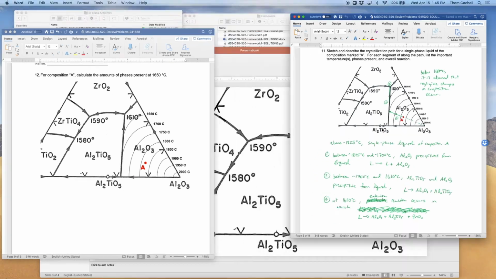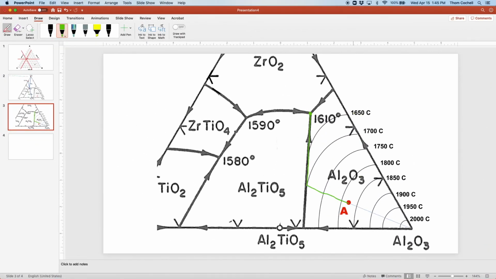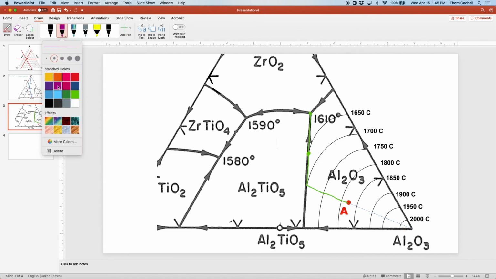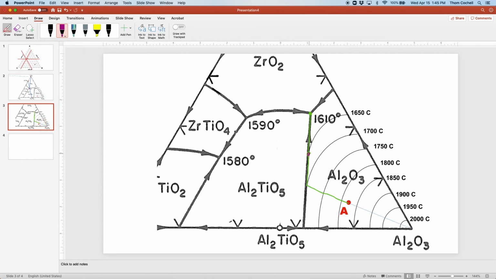So let me switch back over to this. We're looking at 1650, right? That's the temperature of interest. If I follow this line back, that's going to be somewhere around here. This point on the crystallization path is 1650. What this point tells me is the liquid composition. So that point at 1650 is the composition of the liquid.